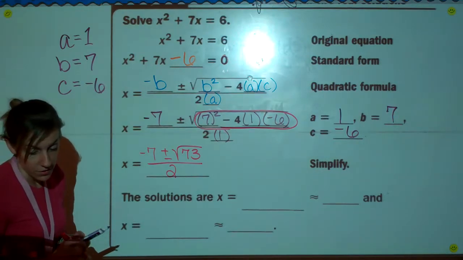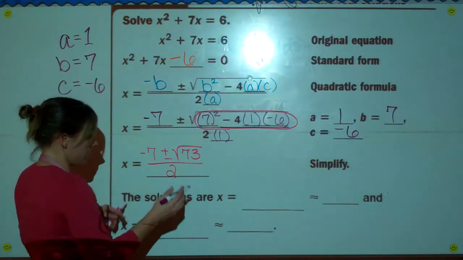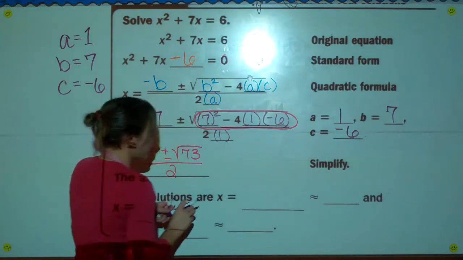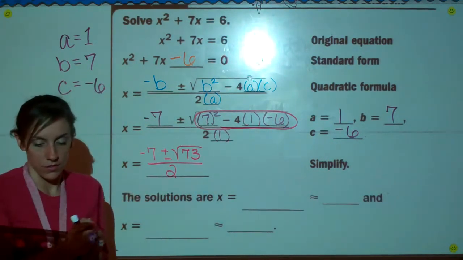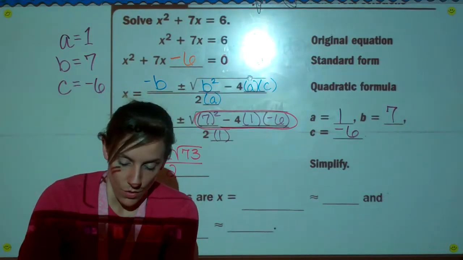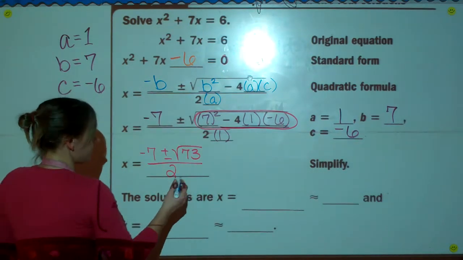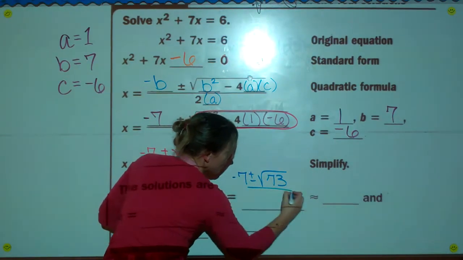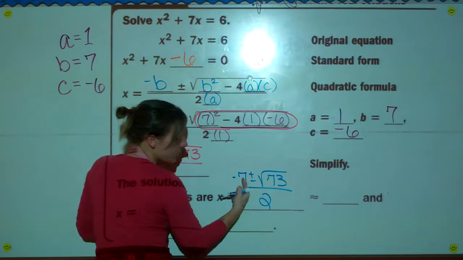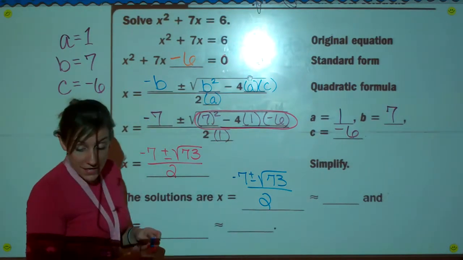So we do have two answers. One is the radical version, the version that has the radical in it. So let me write that out. Negative 7 plus or minus the square root of 73 over 2. Nothing reduces, okay? But that is a decimal.